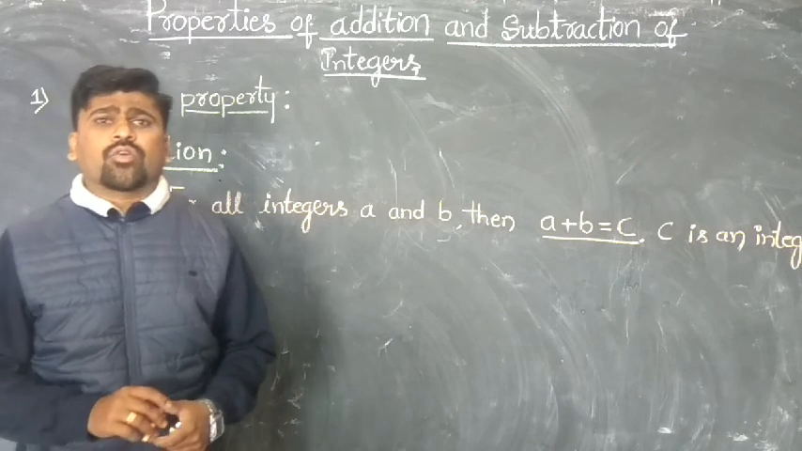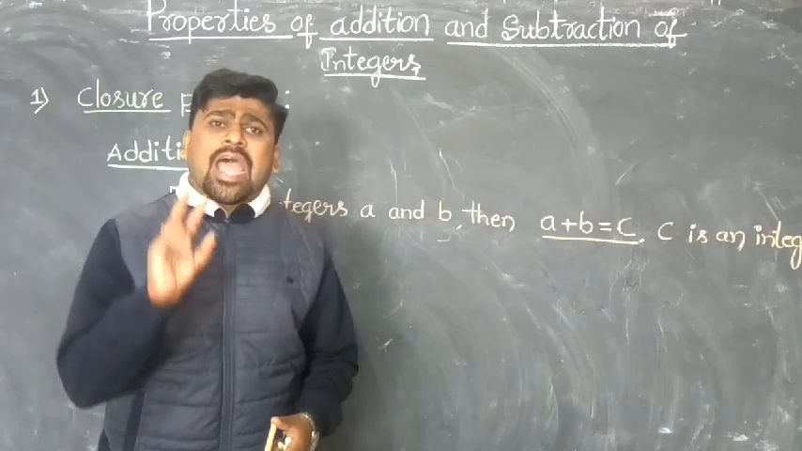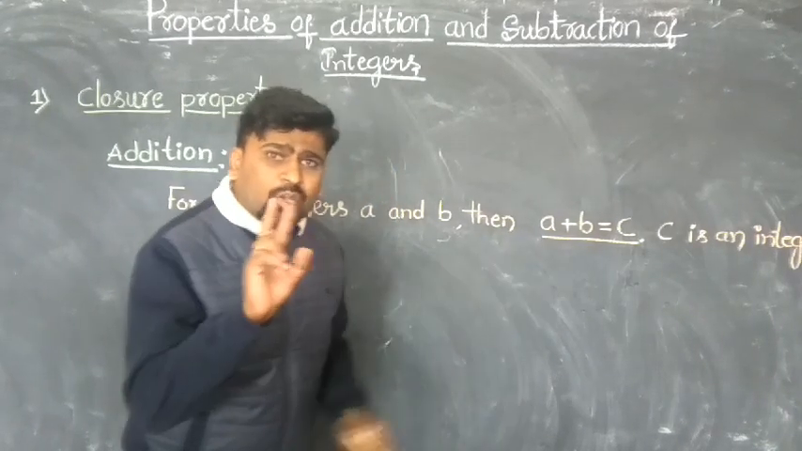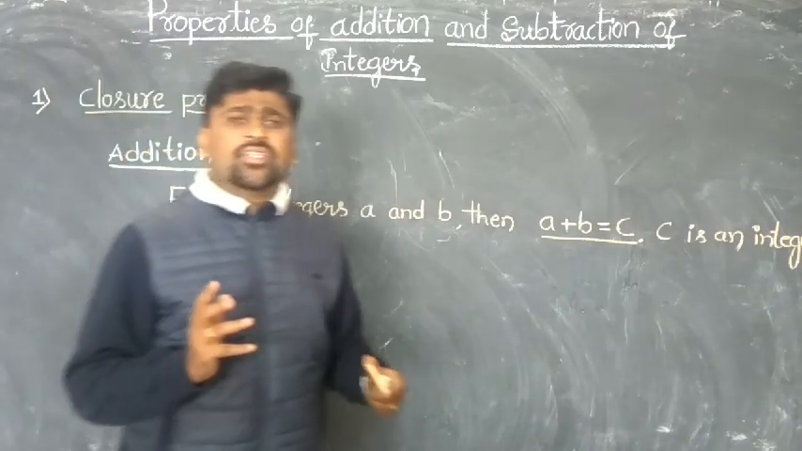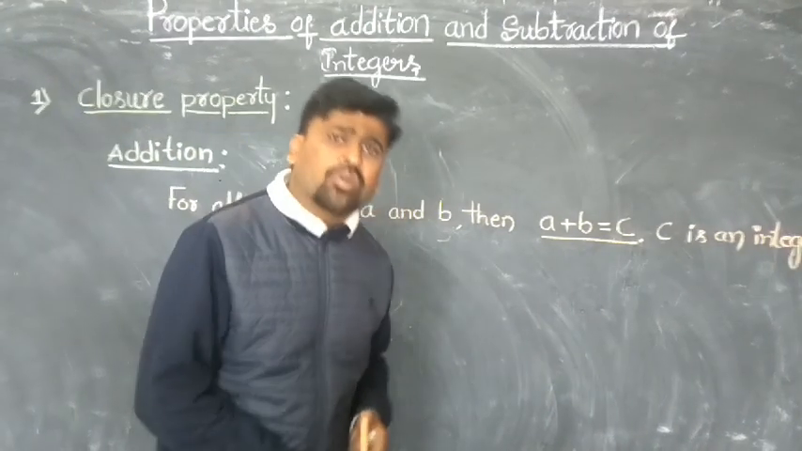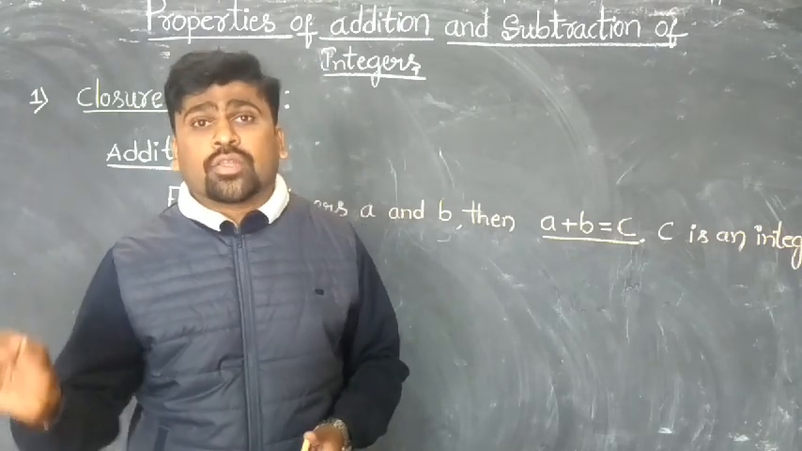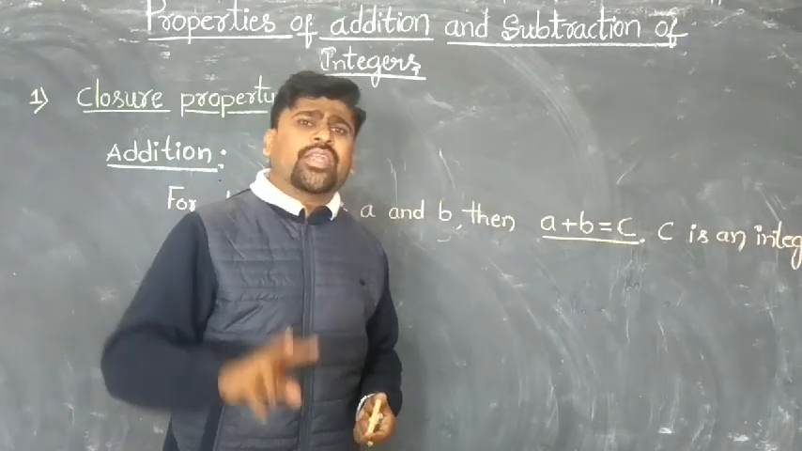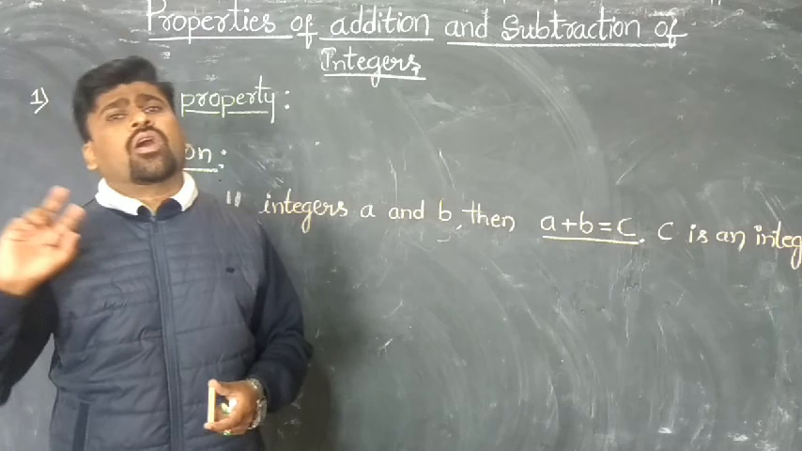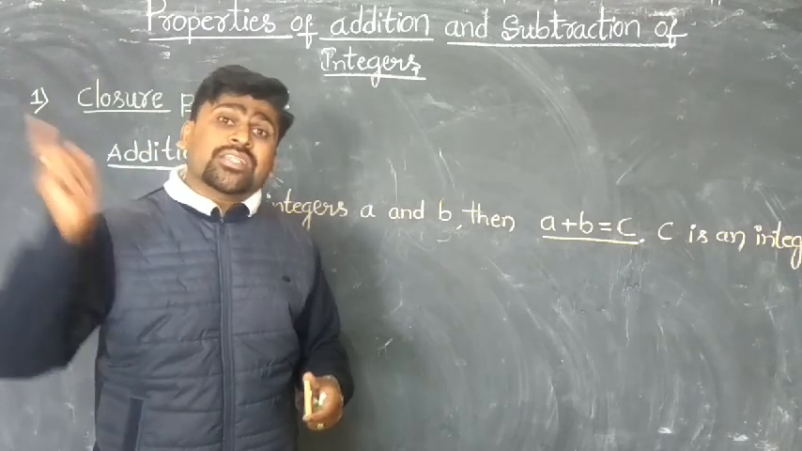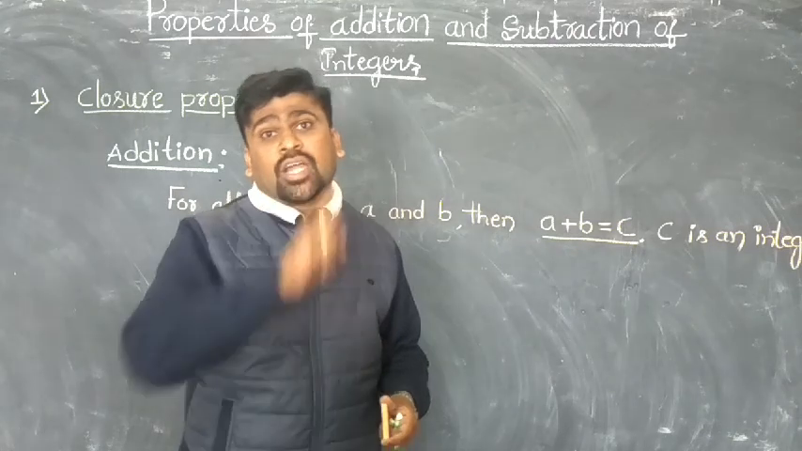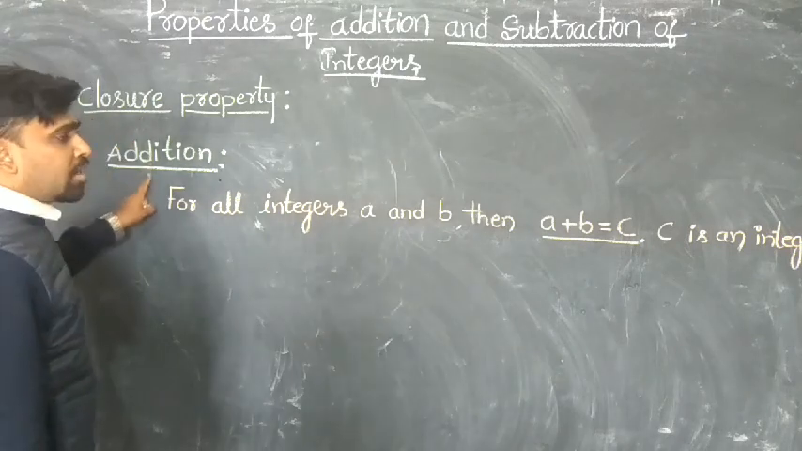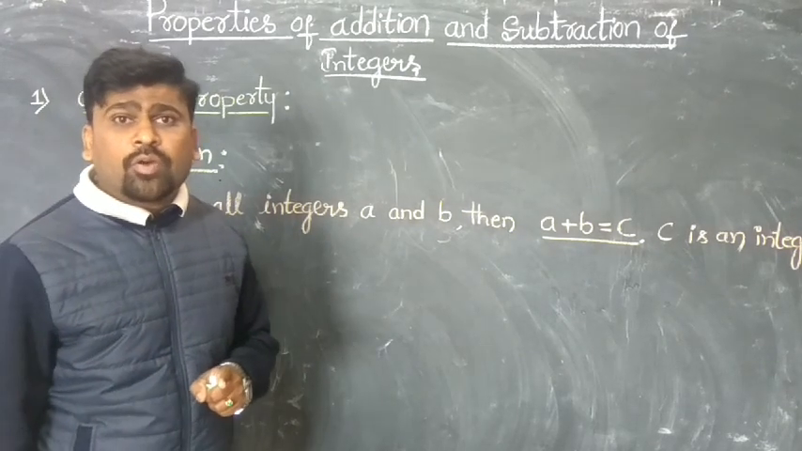What is the meaning of closure property? If you add any 2 integers, here a and b are any 2 integers. You already know that integers contain positive numbers, negative numbers and also 0. If you add any 2 integers, whether positive or negative, the answer is also an integer. That is called closure property under addition.